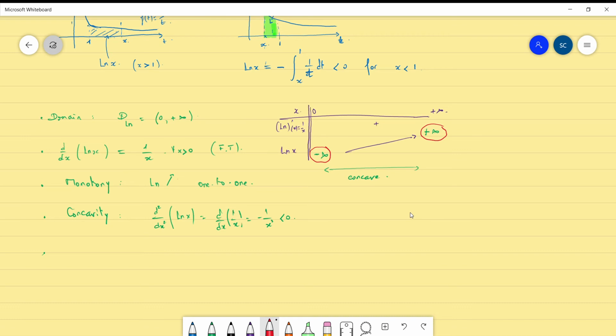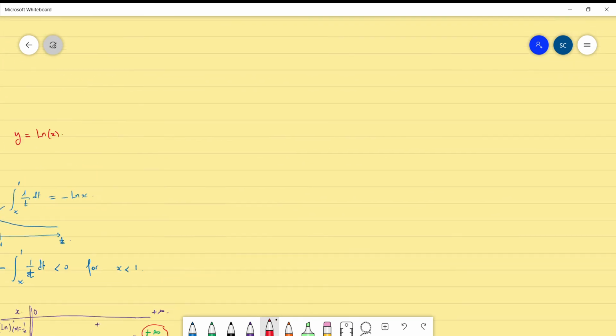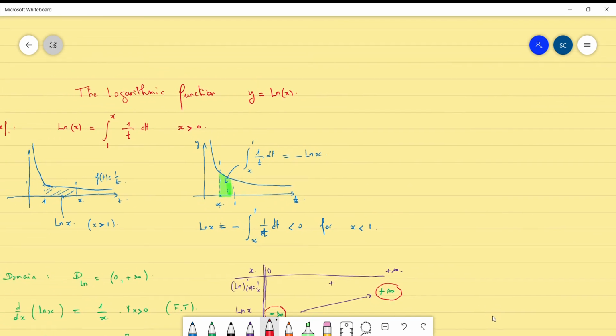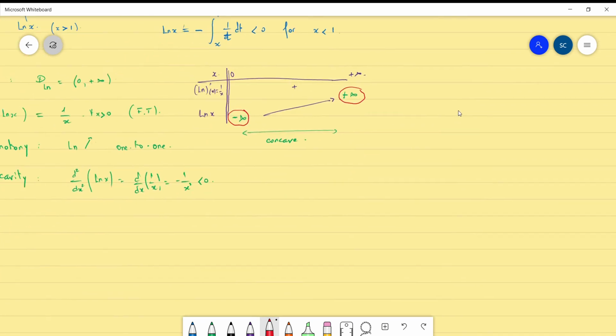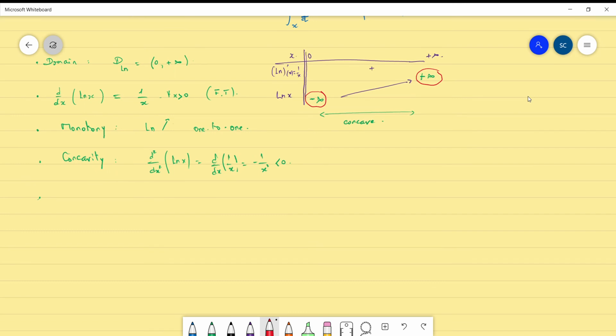Yes, I can graph my function completely. So let's do it here. I have all the necessary information. Oh yes, we can do it just here.